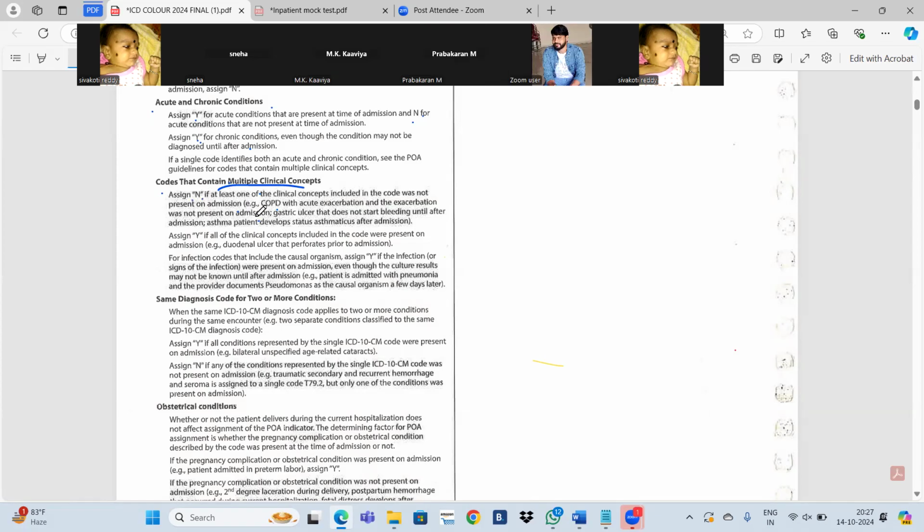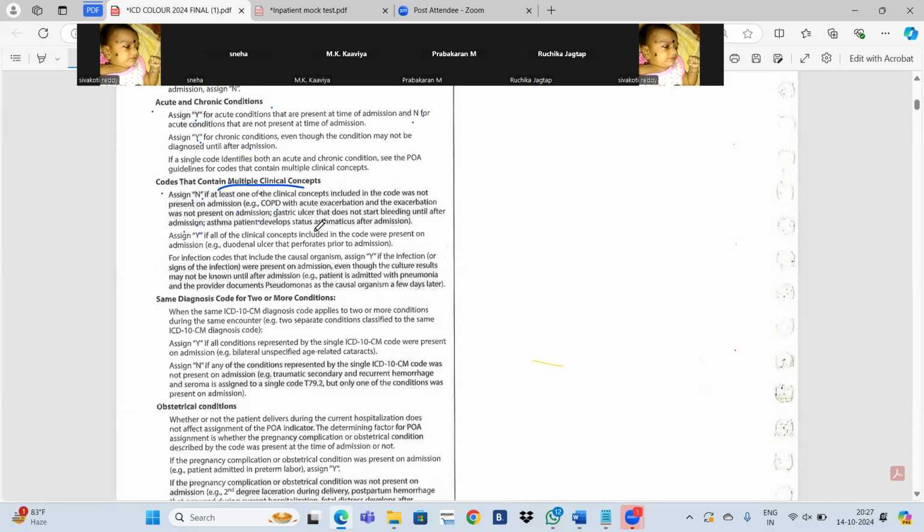Then gastric ulcer that does not start bleeding until after admission, which means the patient had a gastric ulcer and after admission it started bleeding. What indicator do we give? At the time of admission the patient had the gastric ulcer, but it started bleeding after admission. The indicator is N, with bleeding. See, here they mentioned it clearly: gastric ulcer that does not start bleeding until after admission. N.